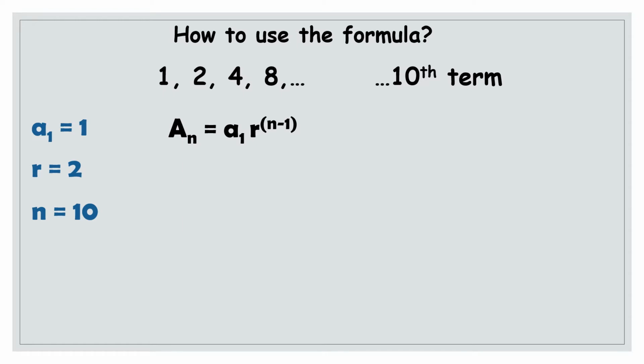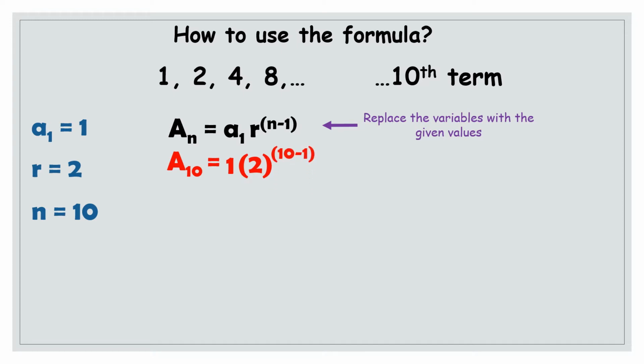After finding the values of those variables, we're going to replace the variables with the given values. Therefore, your a sub n will become a sub 10, your a sub 1 will become 1, your r will become 2, and n will become 10. So your equation will be a sub 10 is equal to 1 times 2 raised to 10 minus 1. Then we're going to solve this using PEMDAS. So we will have a sub 10 is equal to 1 times 2 raised to 9, subtracting 10 minus 1.